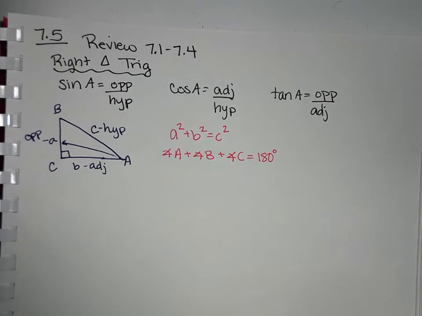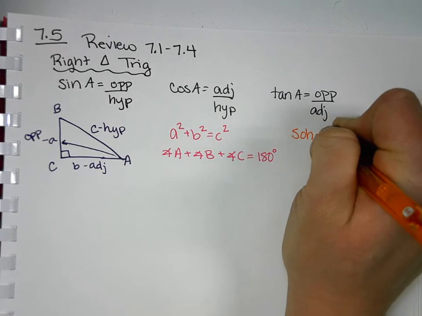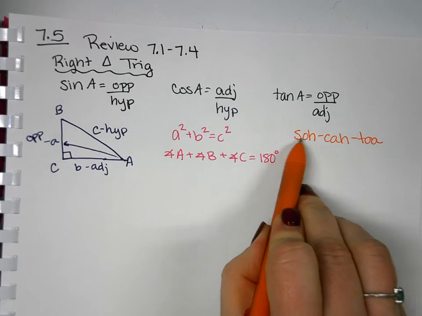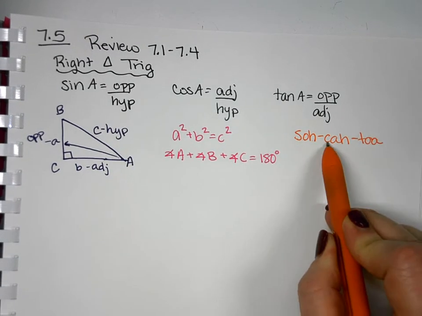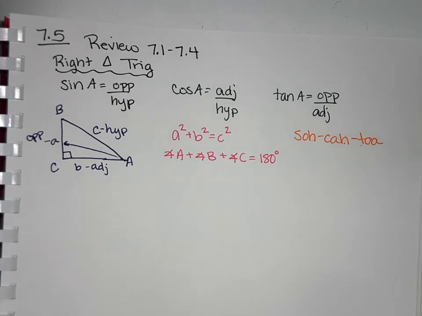And then again, in case you don't remember, a lot of people use SOHCAHTOA to help you remember sine, cosine, and tangent. So sine is opposite over hypotenuse, cosine is adjacent over hypotenuse, and tangent is opposite over adjacent. And so then what we did after we went over these is we looked at how to solve a triangle, meaning find all the missing pieces based on the information we have.